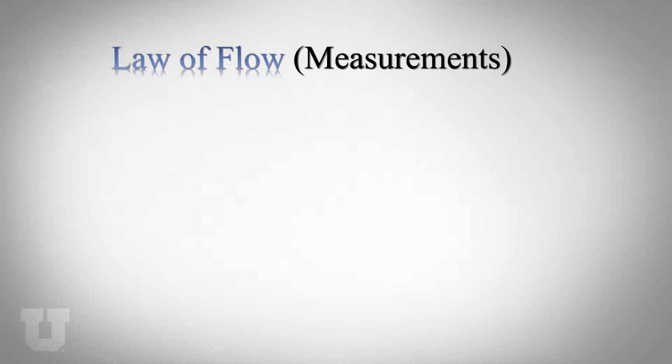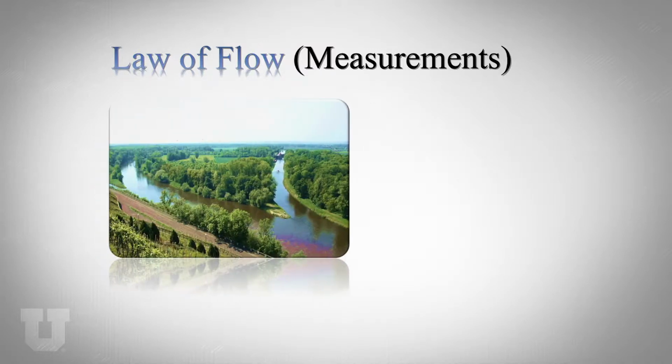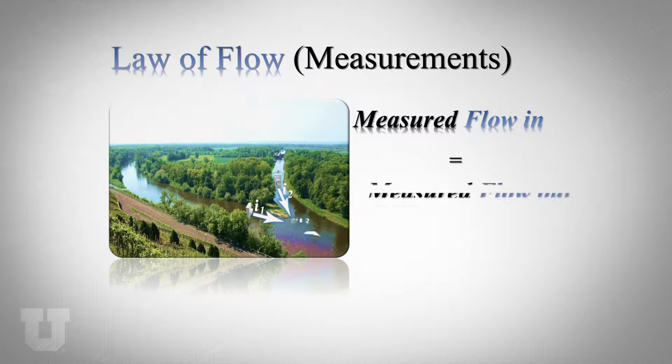Well, I have a curious friend. Her name is Mary, and she always wants to experiment with all the theories to make sure they are really true. So Mary put flow meters at the confluence, and still she discovered that measured flow in is equal to measured flow out. Or again, in this picture, I1 plus I2 was equal to I3.